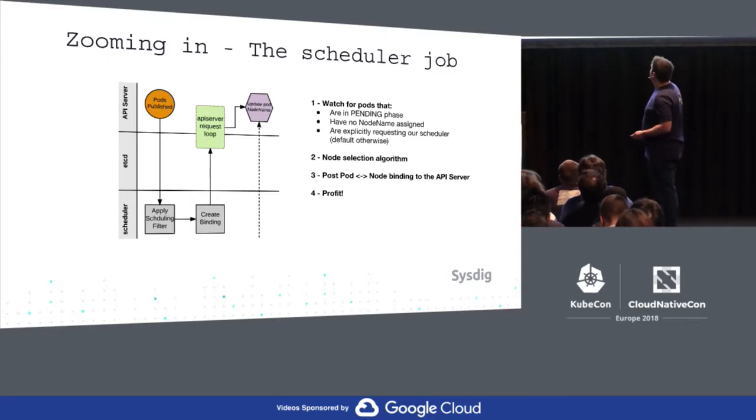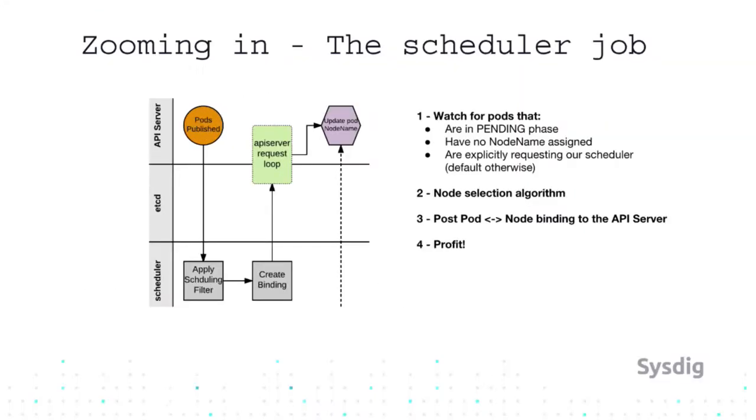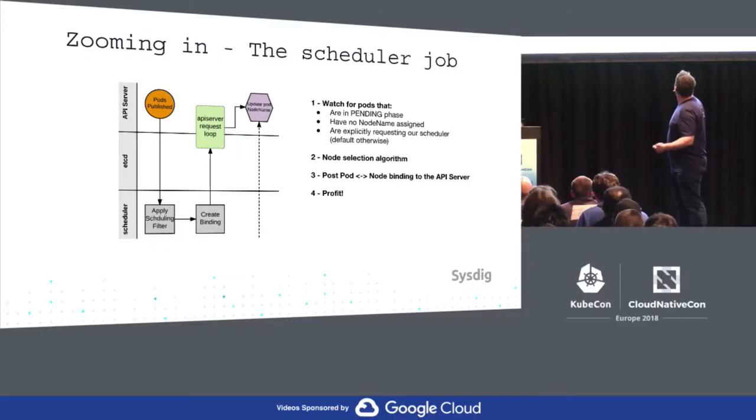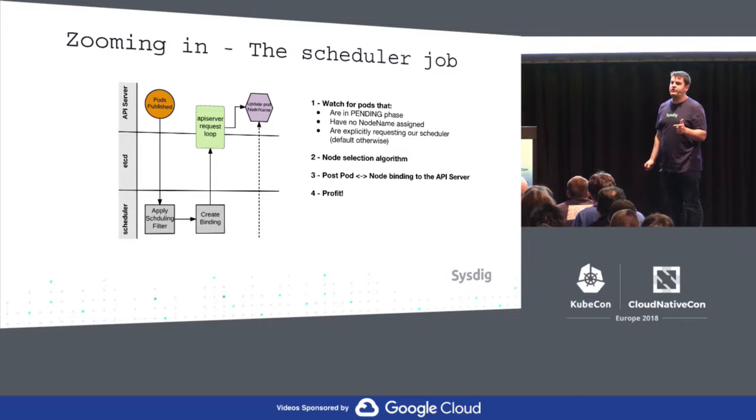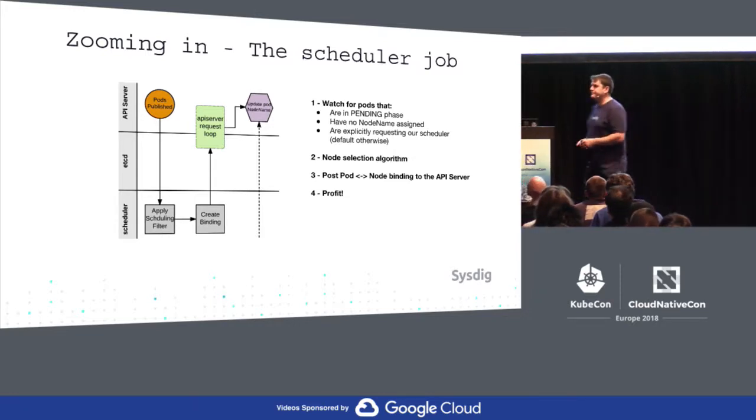So this is just going a little deeper. You get the list of pods that are pending, you apply your scheduling filter, create a binding, you write back the binding in the API server, and then this pod is updated with a new node name. You need to watch for pods that are pending, have no node name assigned, and are explicitly requesting your scheduler. We will go into that later.